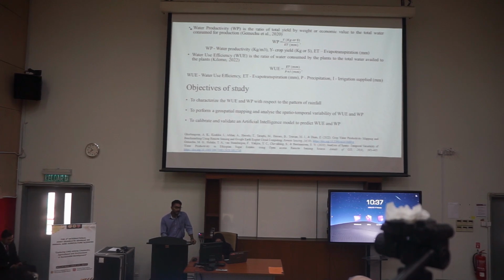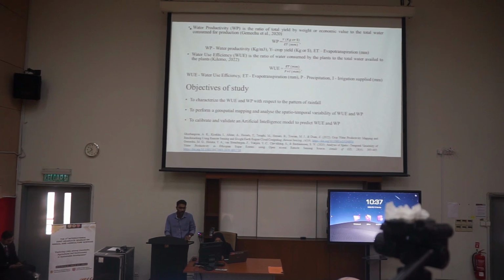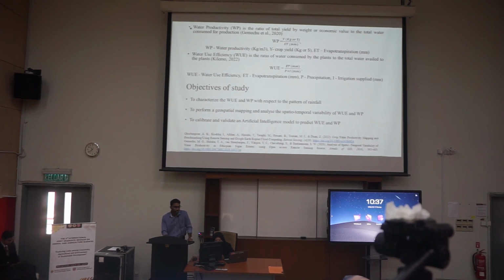Water productivity is the ratio of total yield by weight or economic value to the total water consumed for the production. This is the equation to calculate water productivity, and water use efficiency is the ratio of water consumed by the plants to the total water available to the plants. So the objectives of this study are to characterize the water use efficiency and water productivity with respect to the pattern of rainfall, to perform geospatial mapping and analyze the spatio-temporal variability of water use efficiency and water productivity, and lastly, to calibrate and validate an artificial intelligence model to predict the water use efficiency and water productivity.